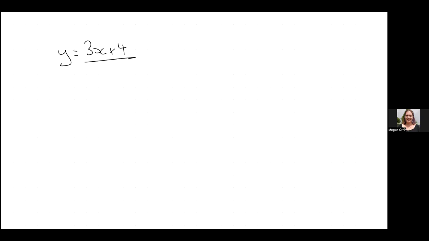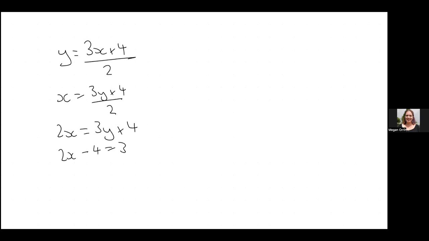Okay, so if I had that, how am I finding the inverse function? Right, excellent. So what we're doing is just rearranging this. We're swapping x and y, and then we're rearranging to get y by itself.